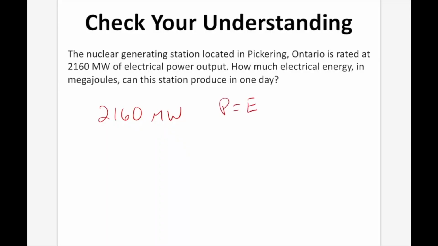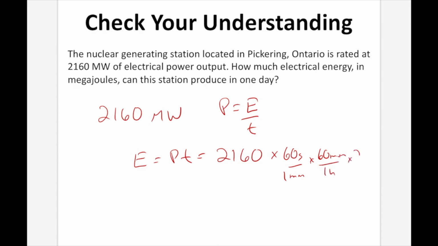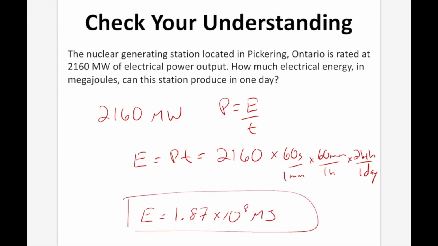Well, P is going to equal to E over T. We're looking for E. E is going to equal to P times T. Power is 2160. Now we're going from mega to mega, so we can just leave it as is. So 2160 megajoules times the time in 1 day. So you have 60 seconds in 1 minute times 60 minutes in 1 hour times 24 hours in 1 day. And that gives us an energy output of 1.87 times 10 to the 8 megajoules per day.